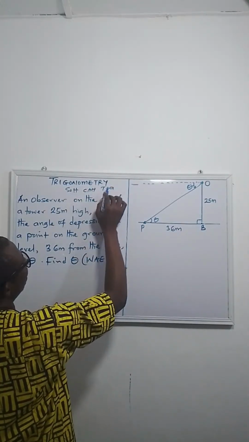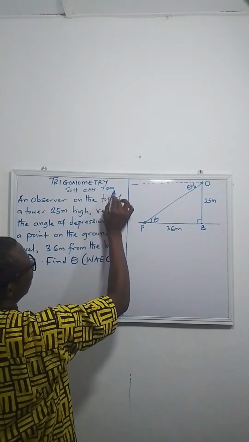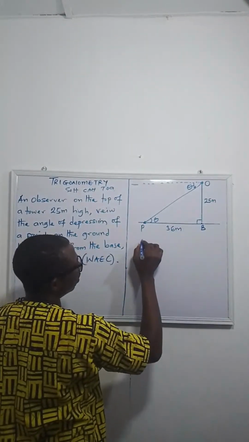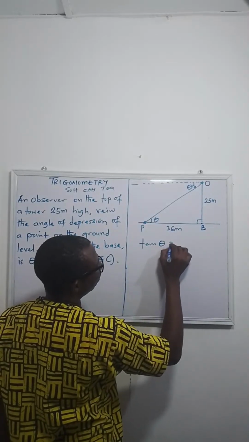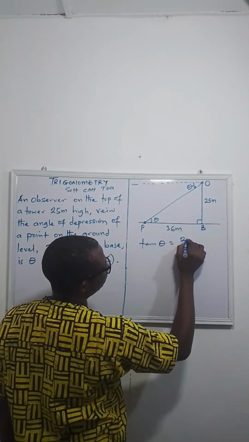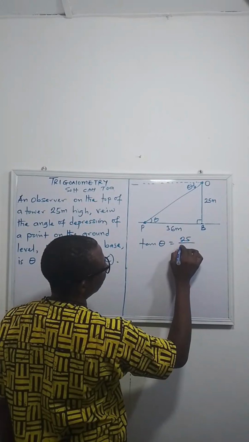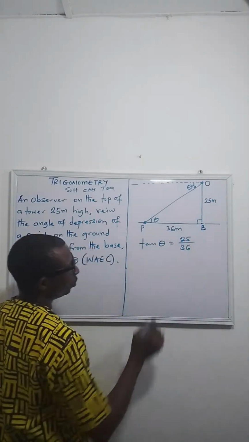SOHCAHTOA. So we are making use of opposite and adjacent. So let's plug that in. We have tan theta equals opposite over adjacent. That's 36. So you divide that.